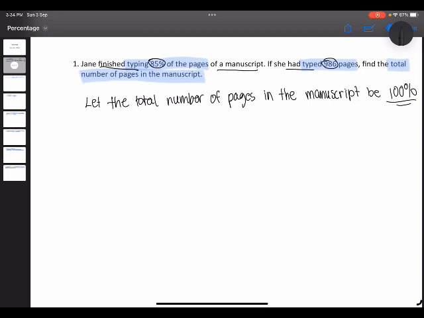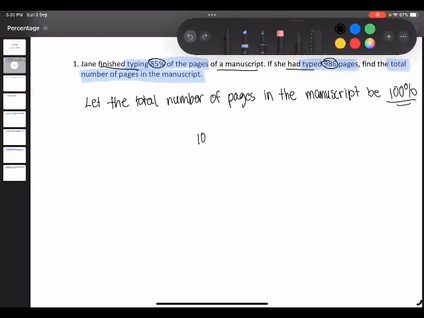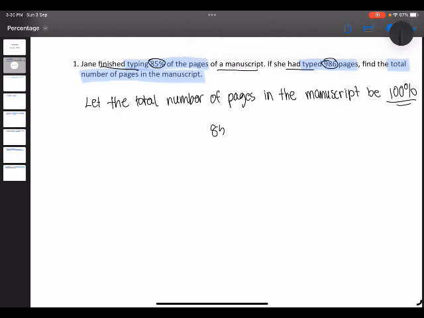Instead of finding 1% of the manuscript and multiplying by 100, here's a shortcut which involves proportion, which says something divided by this into this. So here's an example. Here's how I show you. 85% of the pages is equivalent to 986 pages of the manuscript.